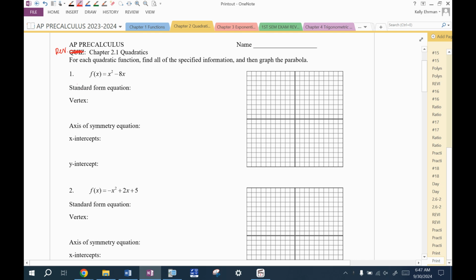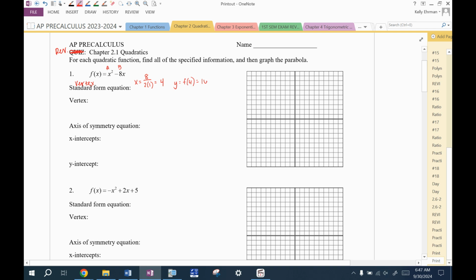So standard form, which is vertex form, equation. Remember, for this, you have two options. You can complete the square or you can use the vertex formula. I prefer to use the vertex formula, which is find the vertex first using opposite of b over 2a, so positive 8 over 2 times 1. And so the x-coordinate of the vertex is 4. And then to find the y-coordinate, you plug in f of 4.